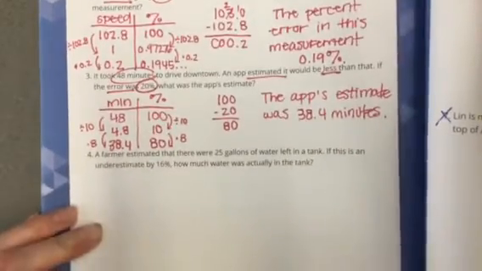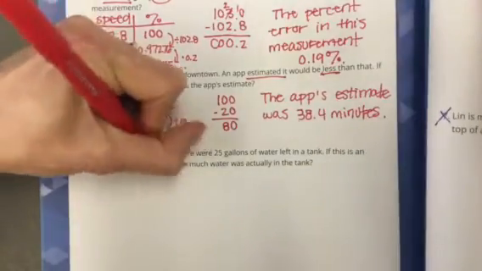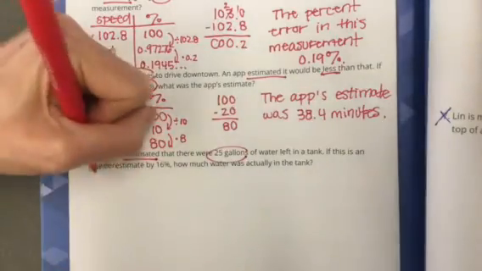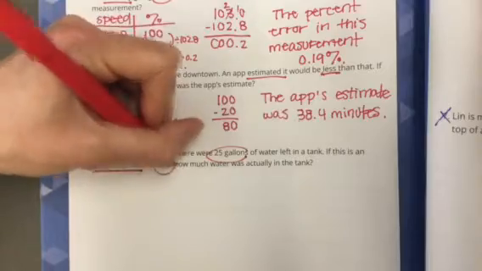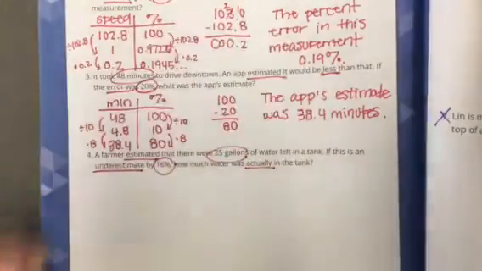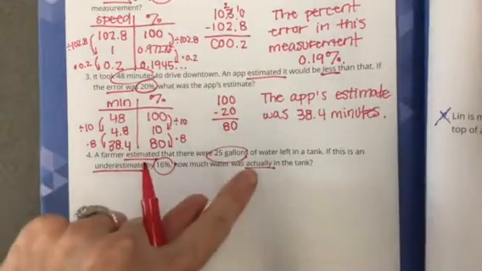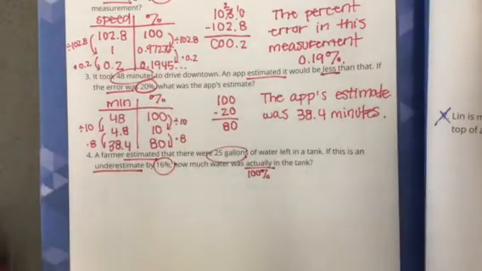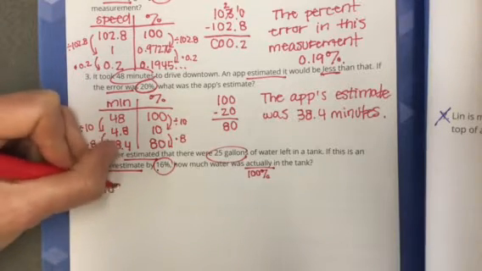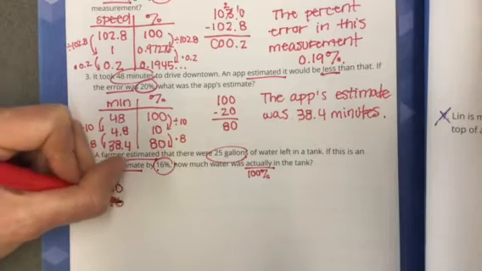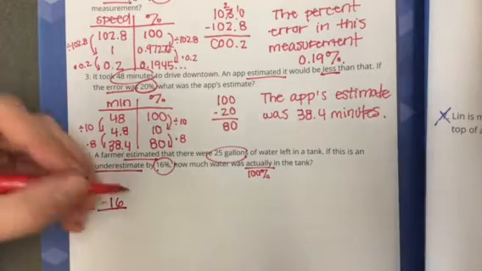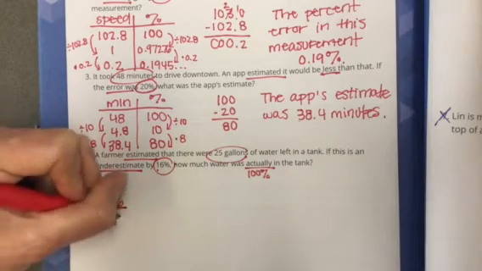All right, final one. Problem 4. A farmer estimated that there were 25 gallons of water left in the tank. If this is an underestimate by 16%, how much water was actually in the tank? So this time we're trying to find out our actually. Actually means we're trying to find out our 100%. Right now we have an underestimate by 16%. So that means I underestimated, so I'm taking away 16%. Well, 100 minus 16 leaves us with 84.